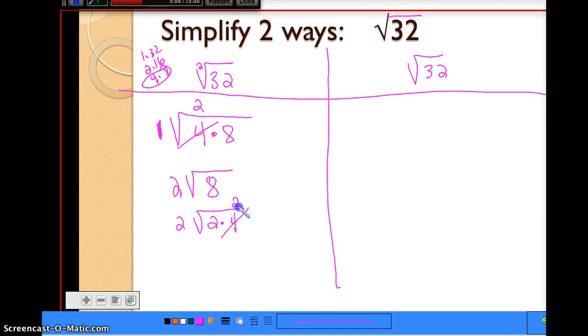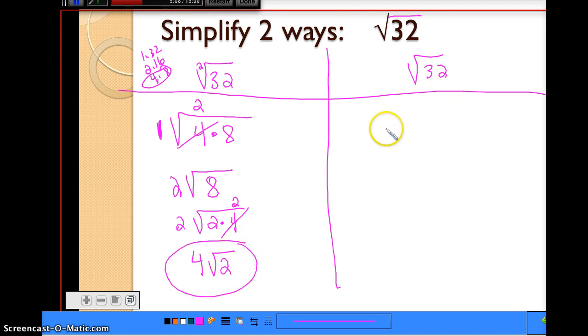Square root of 4 is 2. Take the 2, multiply it by the leader. 2 times 2 is 4. What's left? 2. Now is this fully simplified? There are no other multiples or factors of 2 other than 1 and itself that will be able to simplify it down more. So that's my final answer.